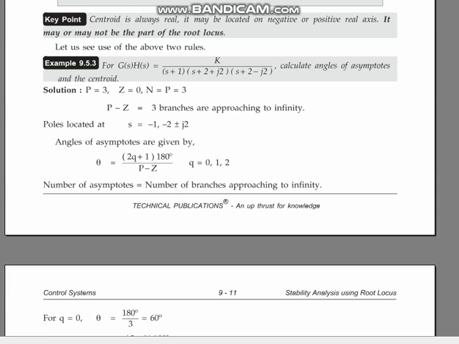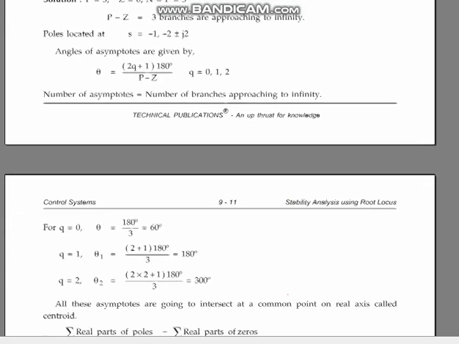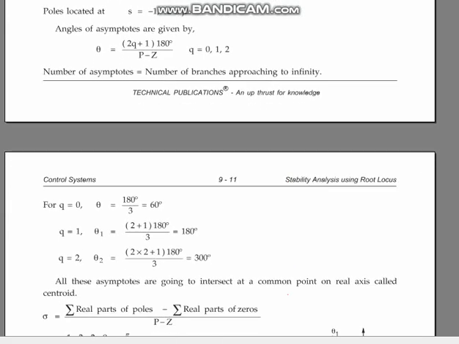So now we'll find out the angles. When q is equal to 0, you just substitute 0 here. It will be 180 degrees divided by 3. You will get 60 degrees. Just call this one theta 1. When q is equal to 1, we call this one theta 2. It is (2 into 1 plus 1) into 180 degrees divided by 3. So 180 degrees you will get. And for q equal to 2, you write theta 3. If you substitute, you will get 300.